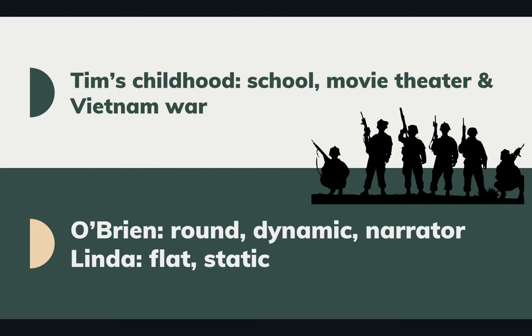The setting is in two places: Tim's childhood, which includes school, the movie theater, and Linda's funeral, as well as the war in Vietnam. There are two main characters: O'Brien, who's a round, dynamic narrator, and Linda, who's flat and static because we only know her for a short period of time.